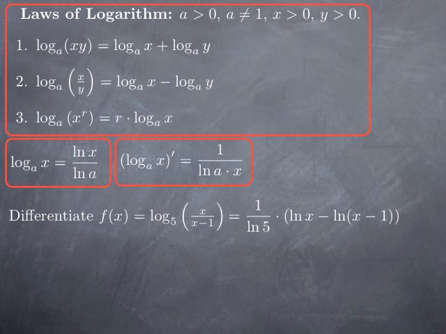So again, we have equality here with the caveat that this is the equality when every term is defined, in other words, for x greater than 1. So now we have rewritten f in a form that is easier to differentiate, and now when we differentiate, we have this multiplicative constant 1 over ln of 5, and then we multiply that by the derivative of ln of x, which is 1 over x, minus the derivative of ln of x minus 1, which is 1 over x minus 1.